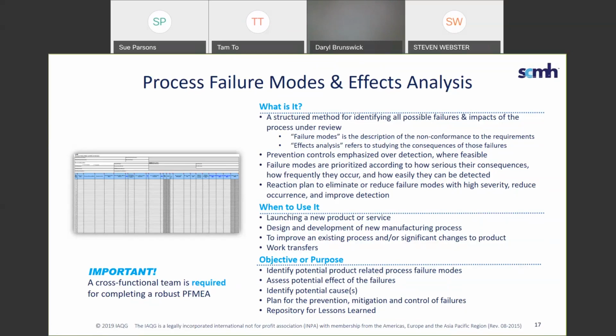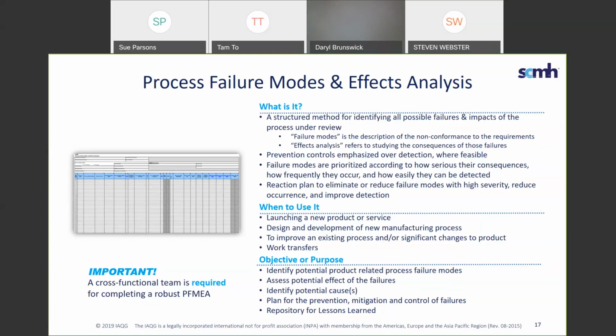Prevention controls are emphasized over detection where feasible. We always want to be able to prevent the failure mode from occurring, or if it does occur, from moving to the next operation, to the next step. So those are prevention controls, and those are highly sought controls.